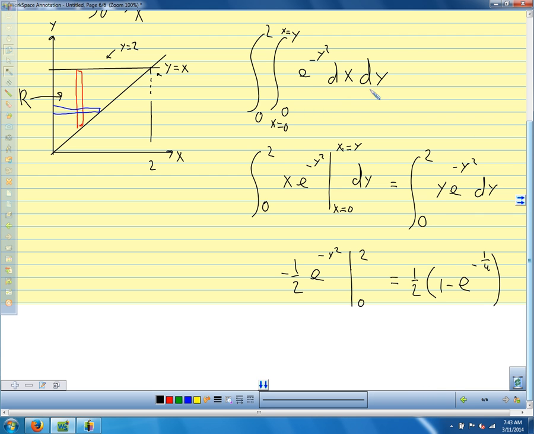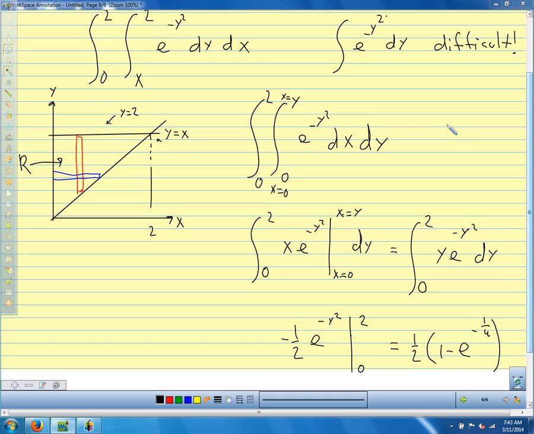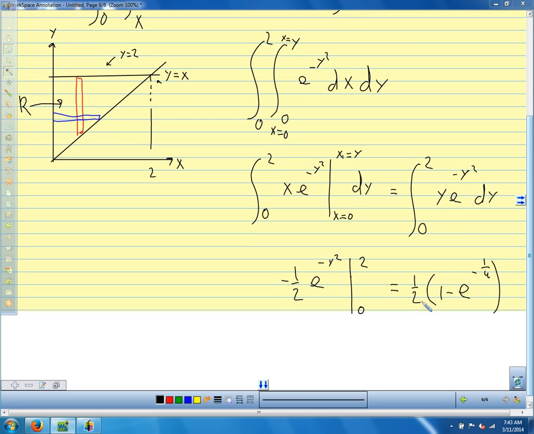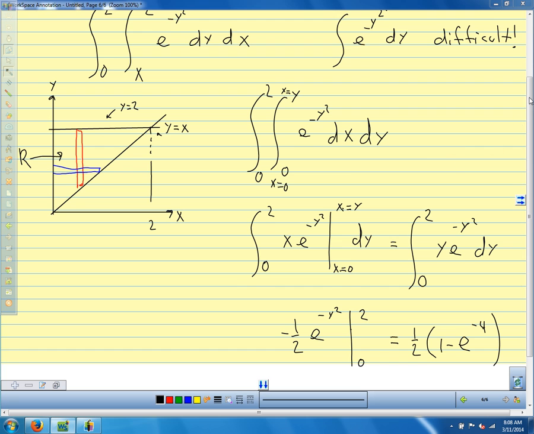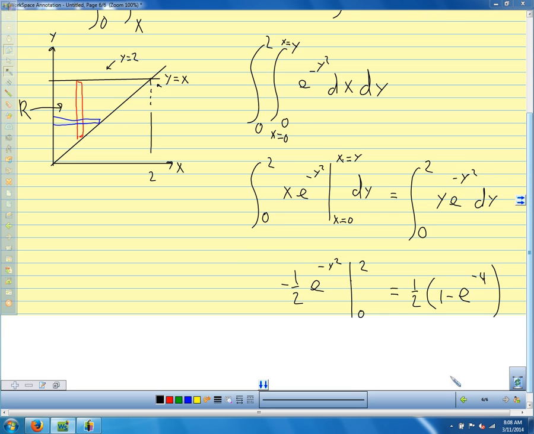So when we switch the order of integration, we change this from basically an impossible integral to one that is pretty easy to do. Negative, let's see, did I do it right? So minus y squared, yes. Negative 4. So we started with an integral that was basically impossible to evaluate, ended up with an integral that's pretty easy to evaluate. So sometimes switching the order of integration makes our integrals possible to do, when otherwise they would not be possible.